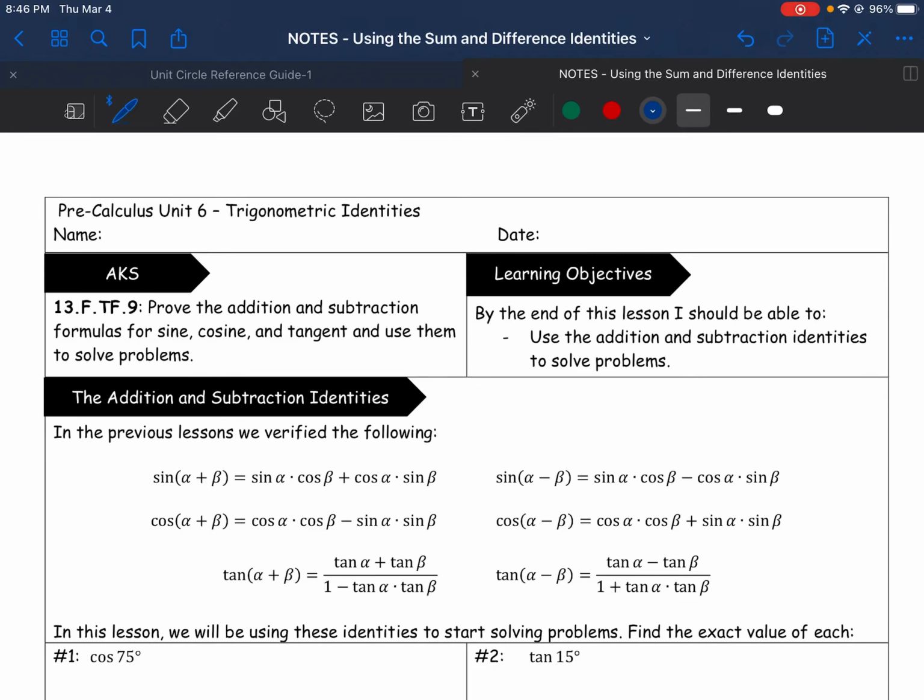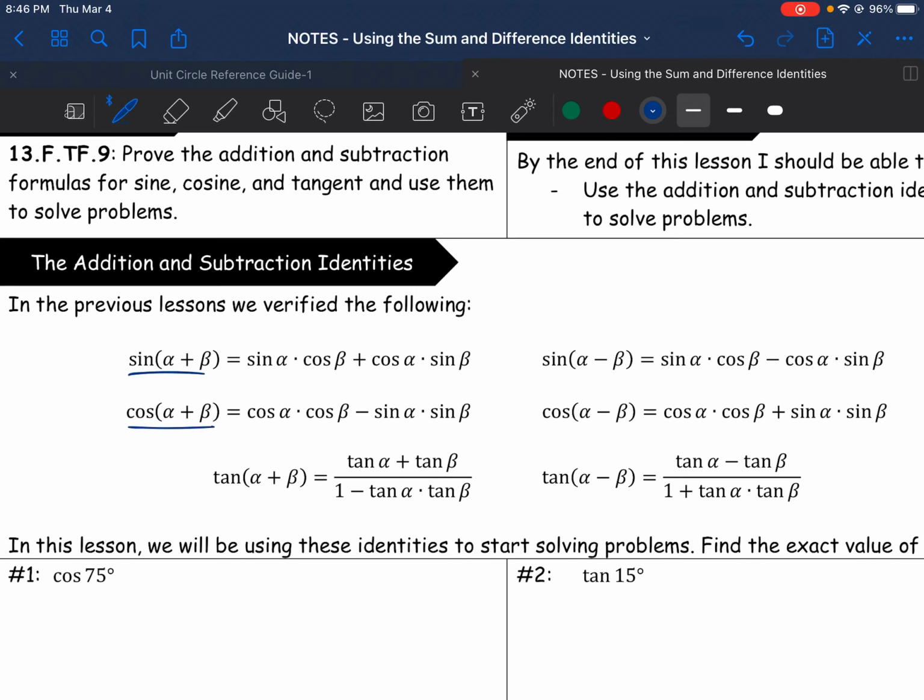In today's video, we're going to be looking at examples using the addition and subtraction formulas that we derived earlier. Let's go ahead and get started. So in the last couple of lessons, we derived the following formulas. We have the addition formulas for sine, cosine, and tangent, and we had the subtraction formulas, or the difference formulas, for sine, cosine, and tangent as well. What we want to do today is look at some examples of how we can use these formulas to solve some problems. So let's look at example number 1.